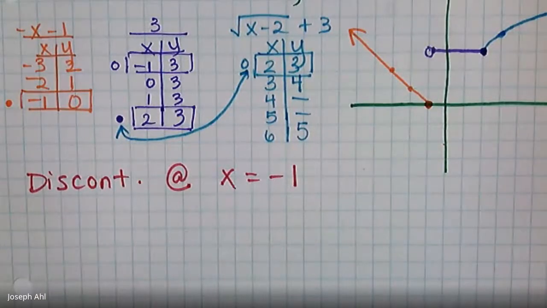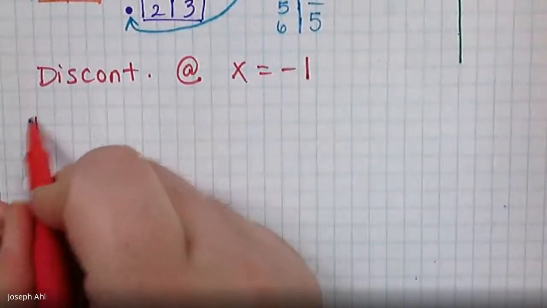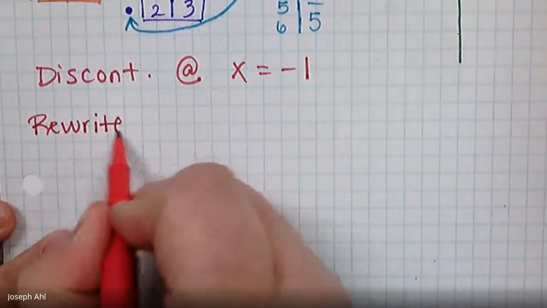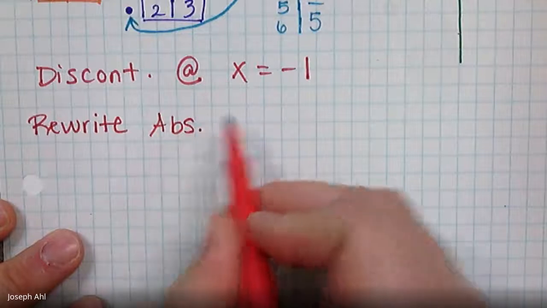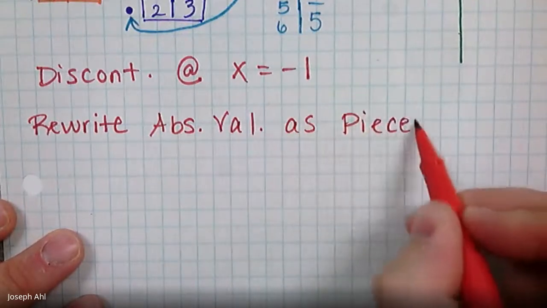Okay. Last part of today's lesson is a little bit more with piecewise, but it's a different skill for us. We'll work on this more in class tomorrow. It's rewriting an absolute value function as a piecewise function.